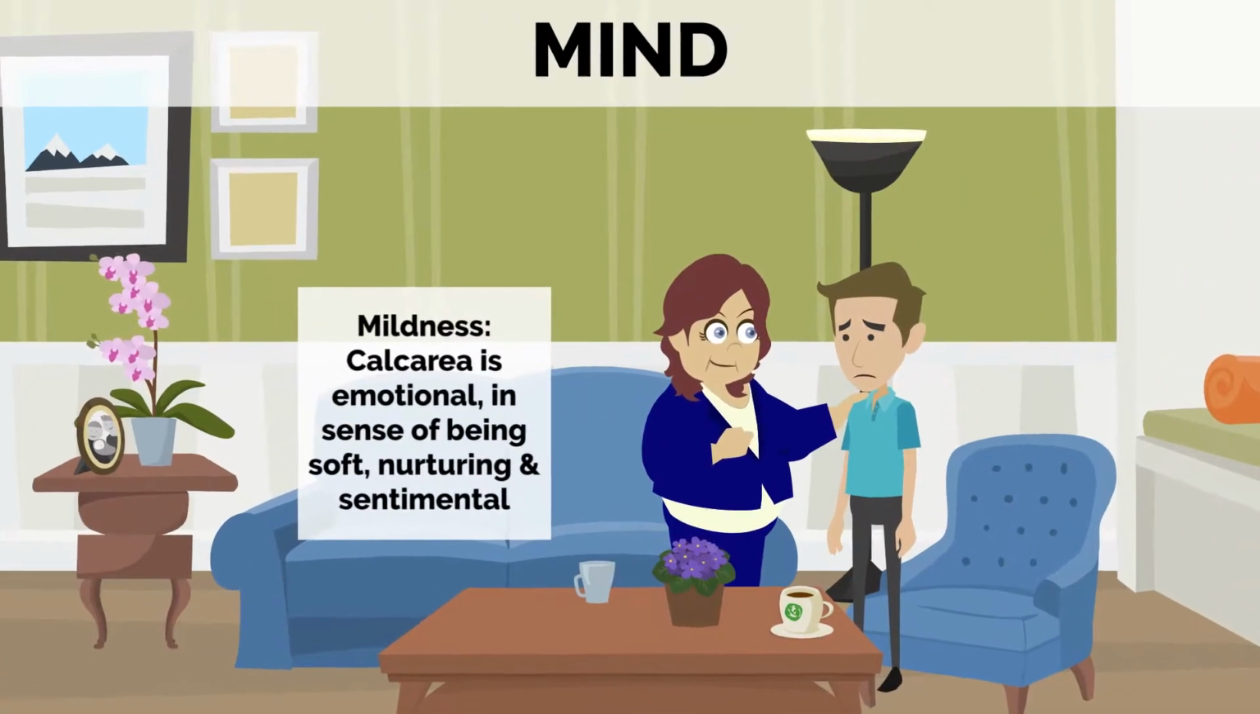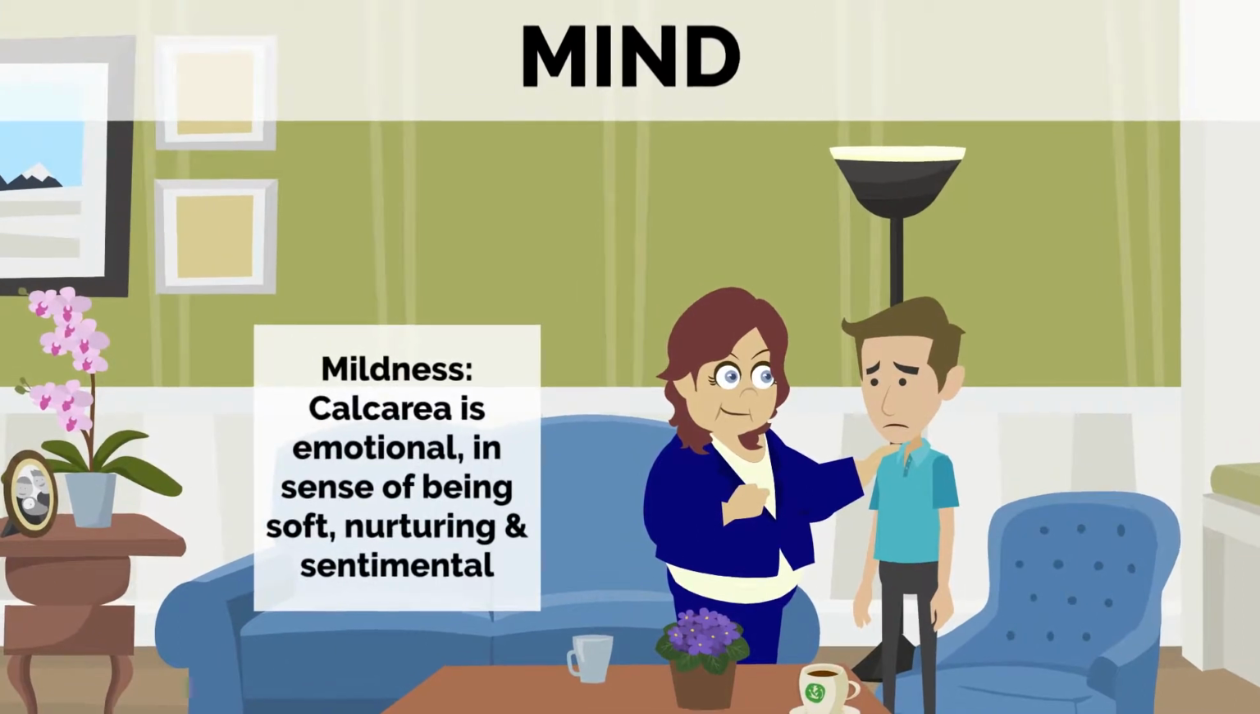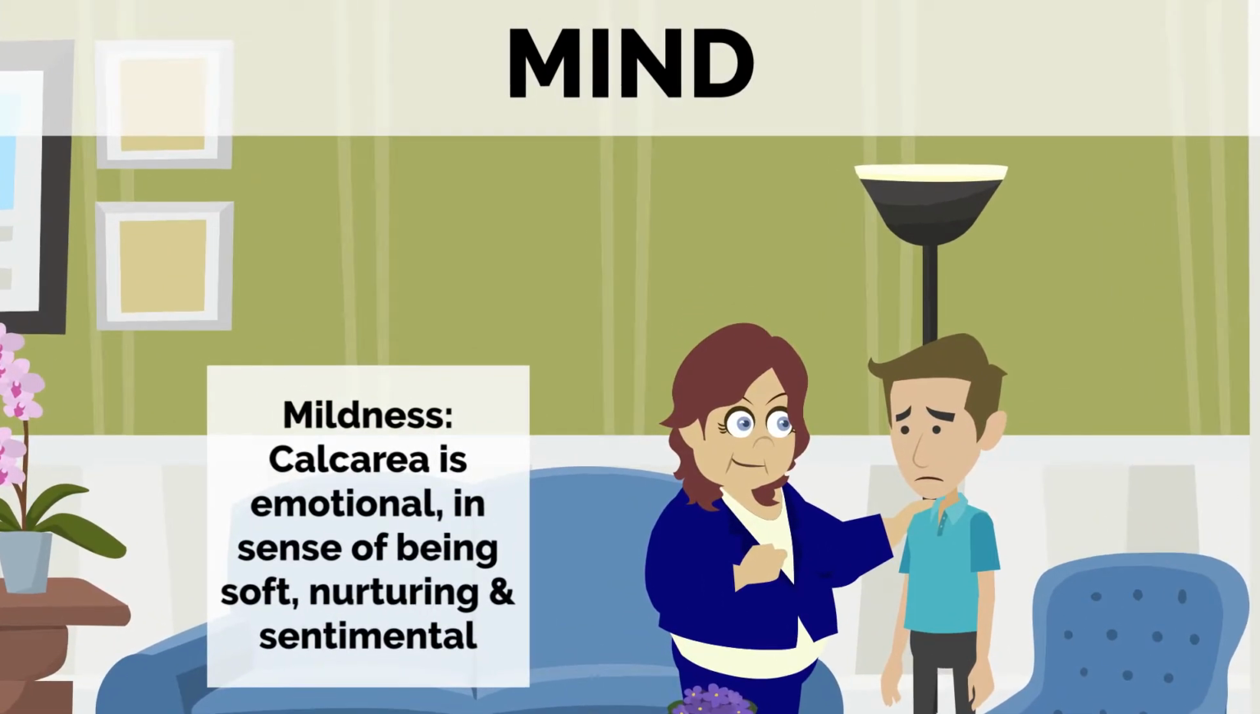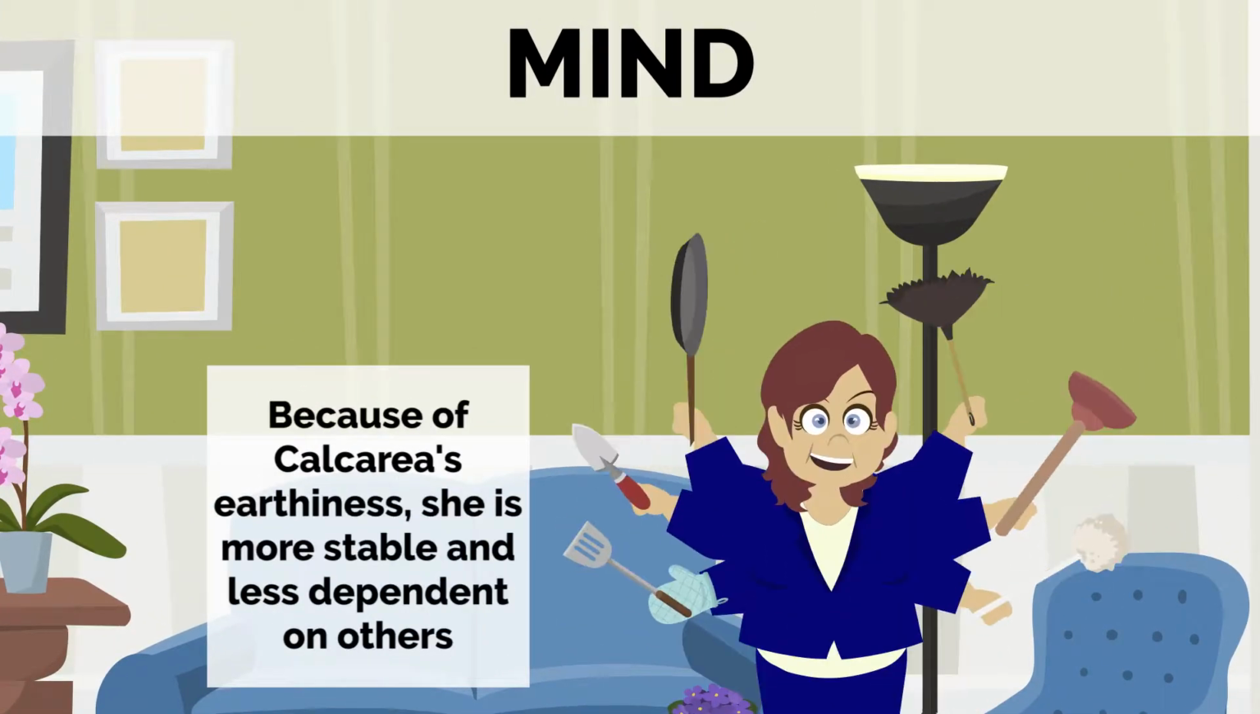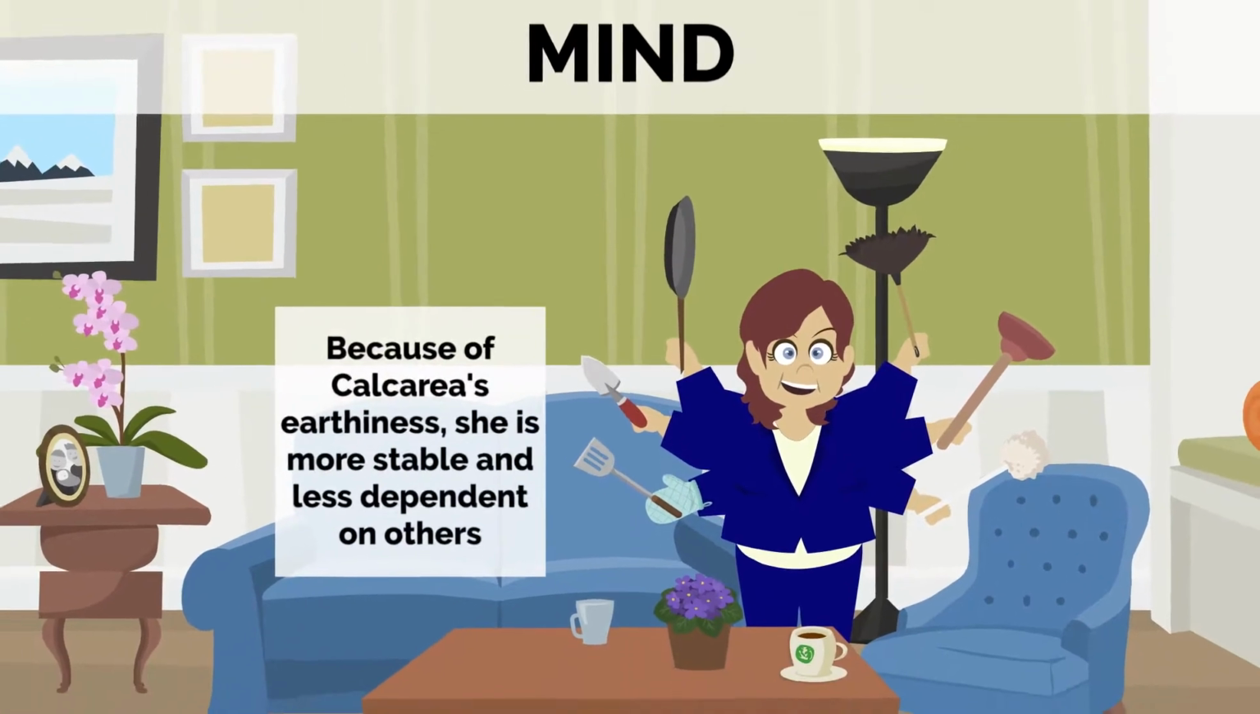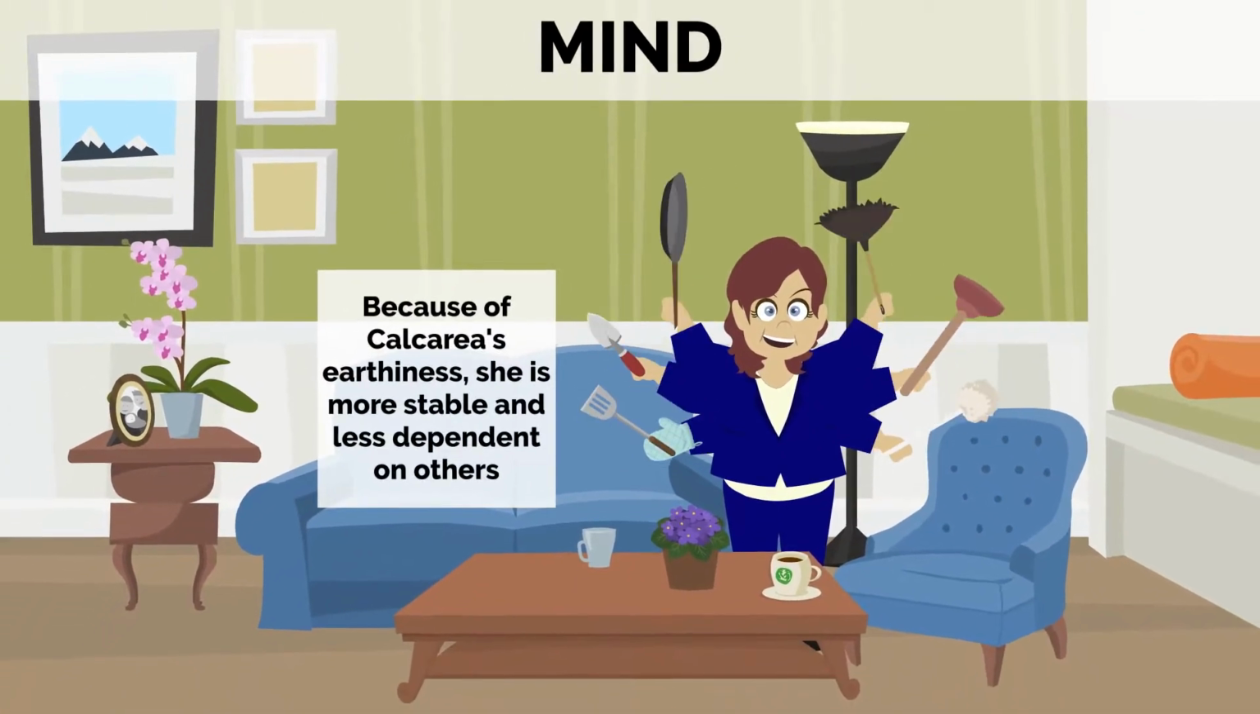Mildness. Calcarea is emotional, in the sense of being soft, nurturing and sentimental. Because of Calcarea's earthiness, she is more stable and less dependent on others.